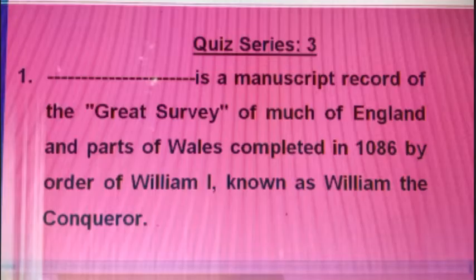The first question is, there is a manuscript record of the Great Survey of much of England and parts of Wales completed in 1086 by order of William I, known as William the Conqueror. Answer, the Domesday Book. The Domesday Book is a manuscript record of the Great Survey of much of England and parts of Wales completed in 1086 by order of William I, known as William the Conqueror.